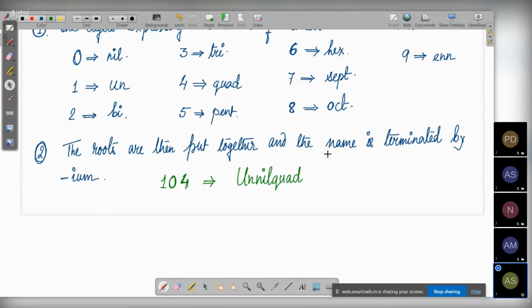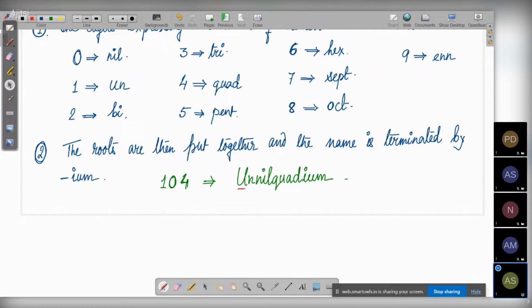Un-nil-quad, and then the name is terminated by ium. So at the end we will add ium. So the name becomes un-nil-quadium. And what will be the symbol? The first letter of the digits.